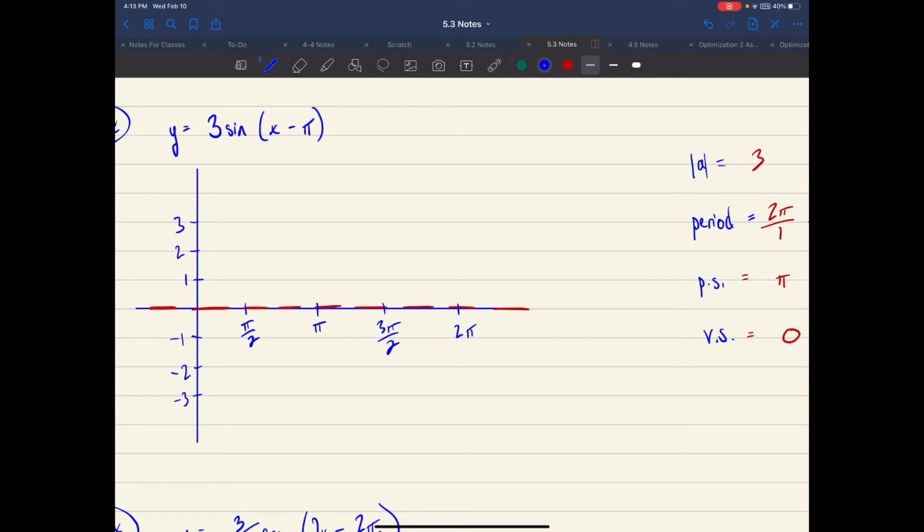Okay, so this has an amplitude of 3 and a phase shift of pi. So it will start at pi. It's a sine wave, so this one starts on its midline. So sine will always start on the middle line. So at pi, I will have a point. And it's going to repeat every 2 pi. So the question is then, what is pi plus 2 pi? And so that would be 3 pi.